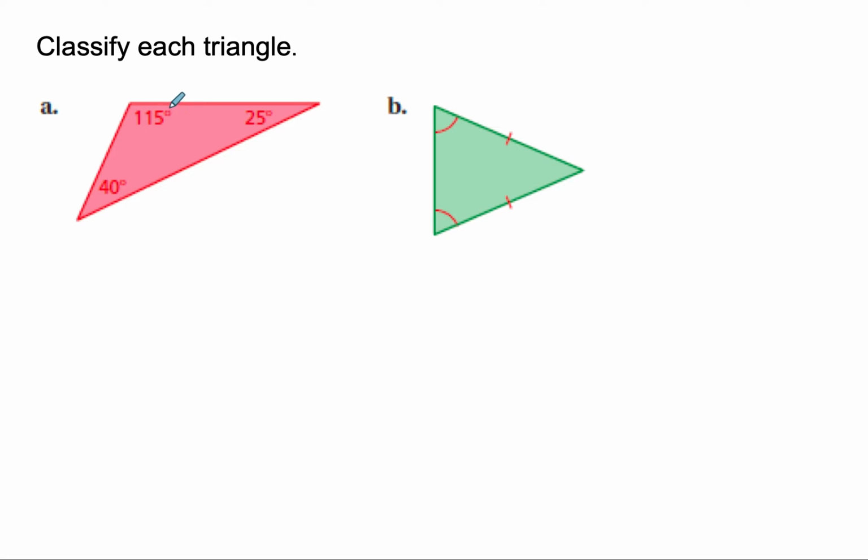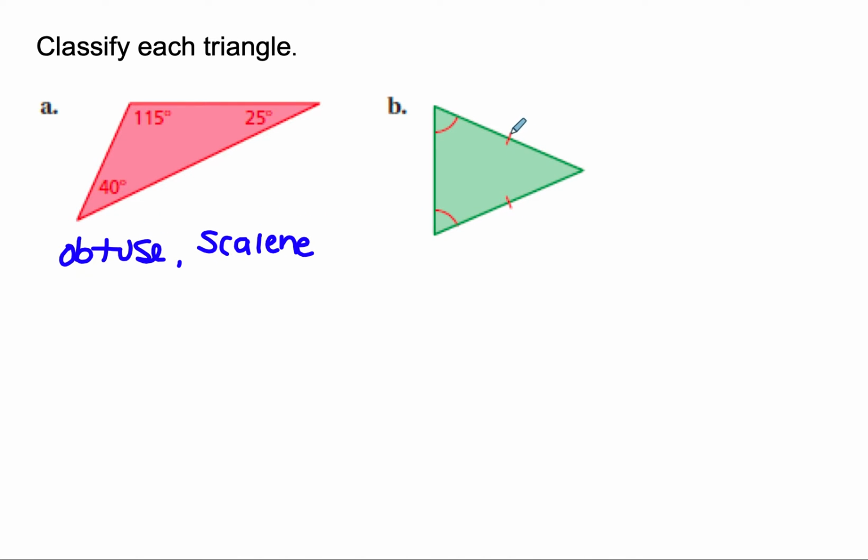All right, so for A, I have 115 degrees, 25 degrees, 40 degrees. That is going to be an obtuse triangle. Because it has an obtuse angle, 115 is more than 90 degrees. These are also three different side lengths on here and three different sizes of angles. So that means it's going to be scalene. So it's obtuse and scalene. You don't have to write the word triangle. You certainly can. You do need to make sure you have both a name based on the angles and a name based on the sides.